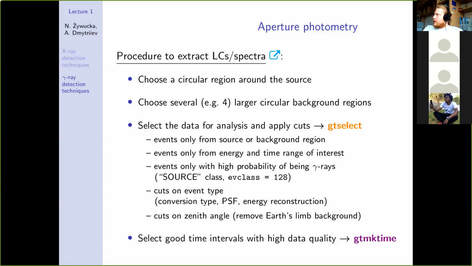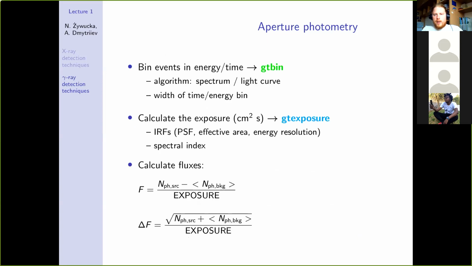Good time intervals are intervals when the LAT was operating properly, when it was outside of some perturbing areas, or when the data taking was in standard mode, because the instrument can be affected by different things. Mainly you need to select those intervals when the instrument was working properly, and then the cut is applied, so you have only events from those good time intervals.